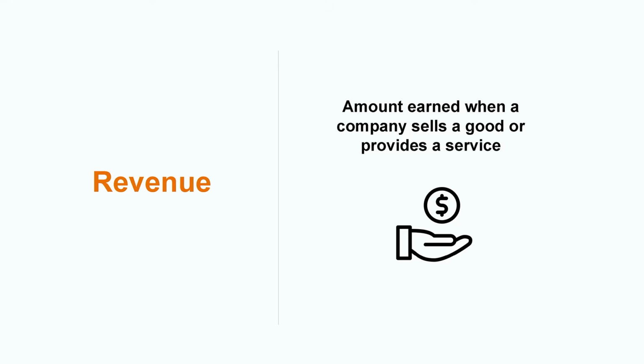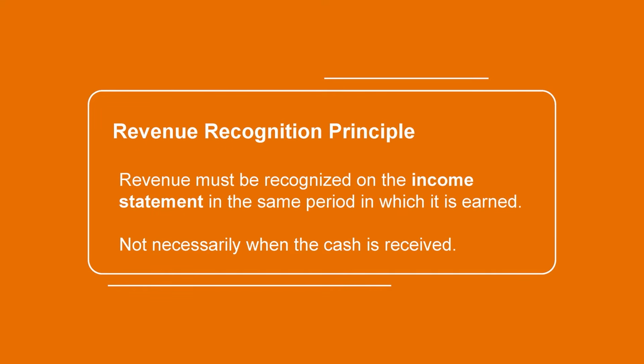But before we dive into the specific revenue recognition criteria, let's remember that revenue is the amount earned when a company provides a good or a service. For example, ABC Company sells you $500 worth of goods. Thus, the amount of $500 will be revenue for ABC Company once the revenue recognition criteria have been met. This is where the accounting standards come into play, helping us to determine the timing of when the revenue can be recognized using the revenue recognition principle.